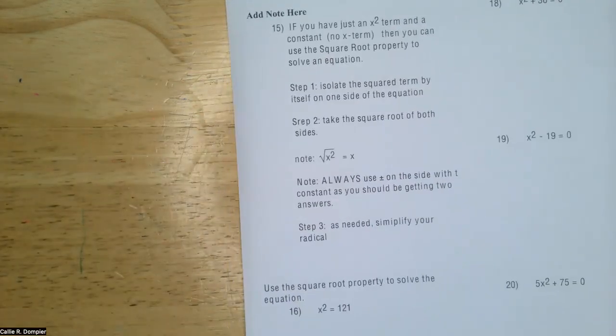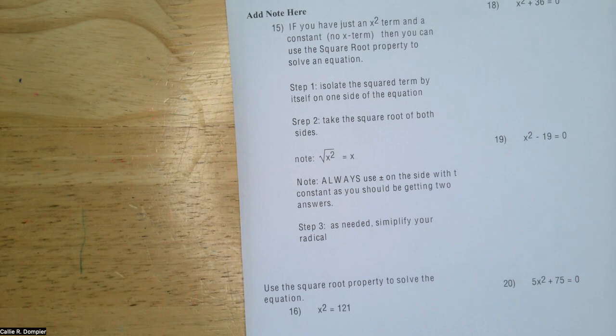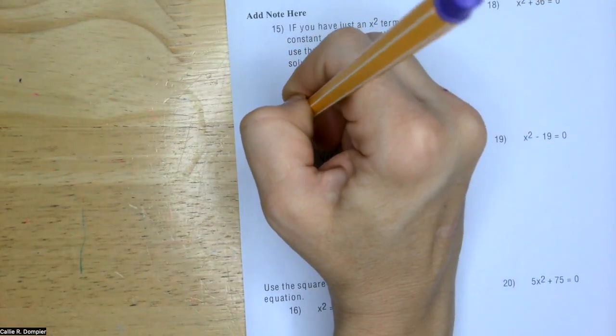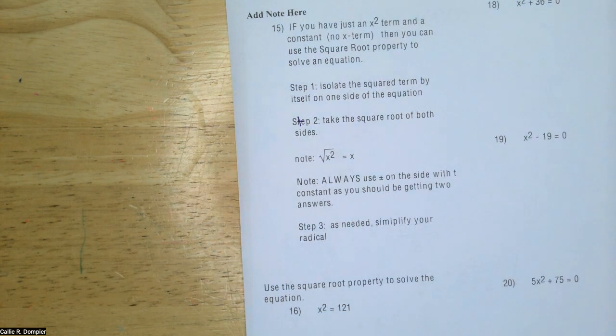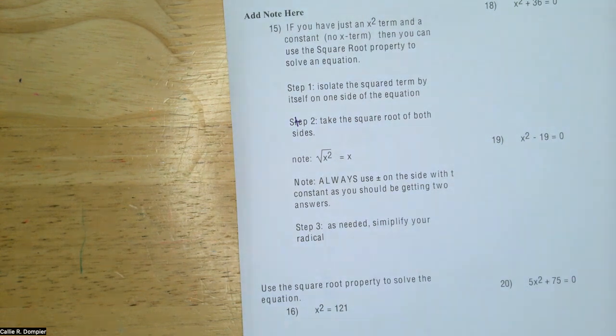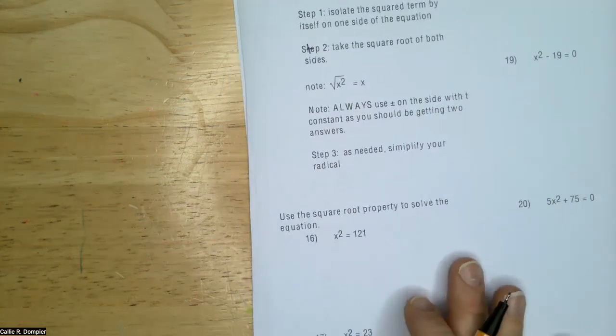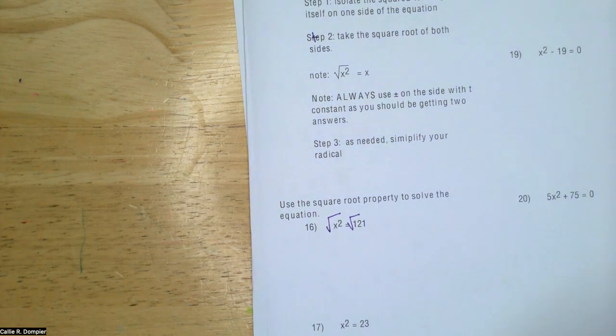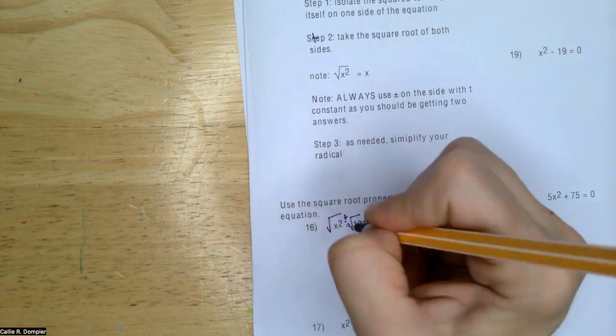All right, in these last examples, if you have just an x squared term and a constant, so there's no middle term, there's no b, you can use the square root property to solve an equation. Step 1, isolate the squared term by itself on one side of the equation. Step 2, take the square root of both sides. And always use the plus or minus on the side with the constant, as you should be getting 2 answers. So simplify your radical as needed. So square root property just says, if that's a perfect square and that's a perfect square, you can just take the square root of both. Remember to use a plus and a minus.